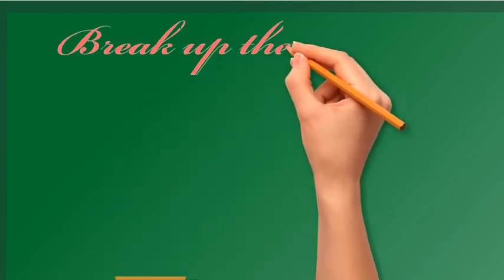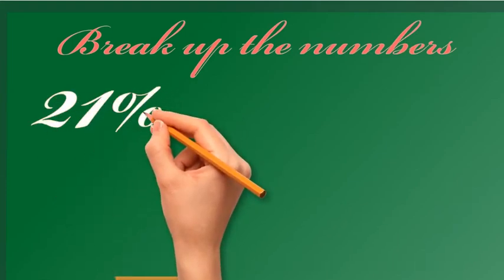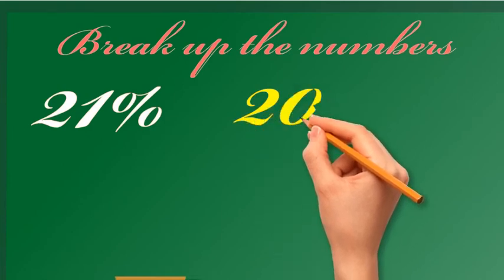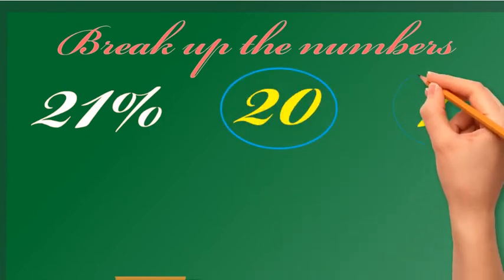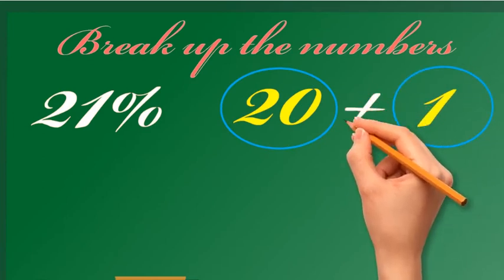Okay, if you can practice all that we have done before, you will have the tools to calculate percentage for almost any number. Let me show you now. All you have to do is break up the numbers to make it easier to calculate. For example, if the percentage is 21%, you can break it to 20 and 1. Calculate the 20%, calculate the 1%, and just add them together.